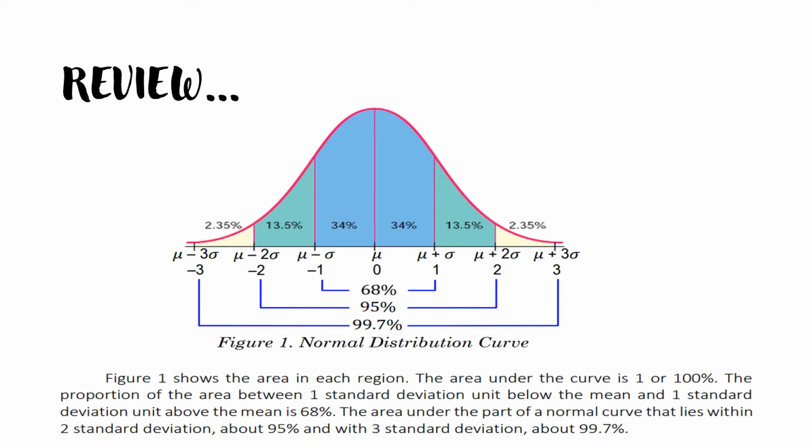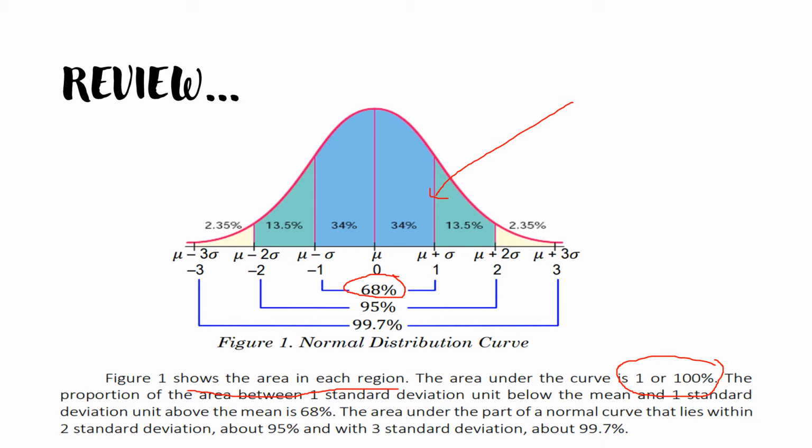Here in Figure 1, it shows the area in each region. The area under the curve is 1 or 100%. So your total area of this normal curve will be equal to 1, or 100% probability. The proportion of the area between 1 standard deviation unit below the mean and 1 standard deviation unit above the mean is 68%. As you can see here, there is a 68% here.